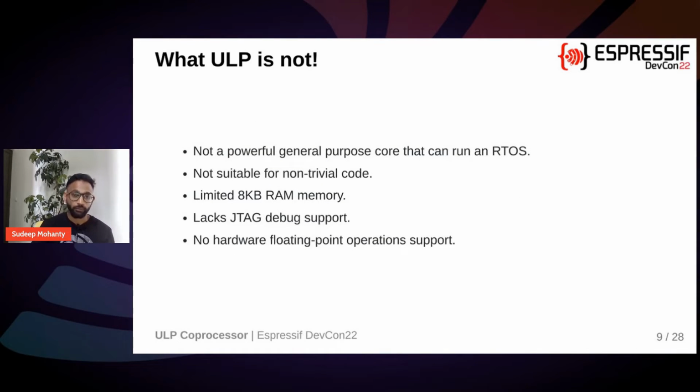Well, at this point, we can take a check and calibrate as to what the ULP is not. It's safe to say that it is a low-powered core. It's not a general-purpose core, which can, for example, run more complex programs or even an RTOS. It is limited in memory. It has, for now, access to 8 kilobytes of RAM to have its code and data.